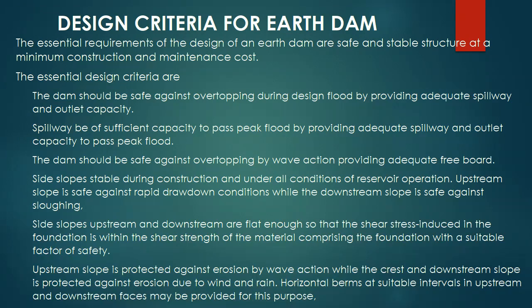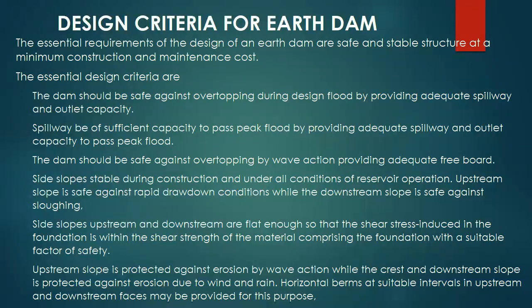The essential requirements of the design of an earth dam are a safe and stable structure at a minimum construction and maintenance cost. The essential design criteria are: the dam should be safe against overtopping during design flood by providing adequate spillway and outlet capacity. The spillway should be of sufficient capacity to pass peak flood. The dam should be safe against overtopping by wave action, providing adequate freeboard. Side slopes stable during construction and under all conditions of reservoir operation. Upstream slope is safe against rapid drawdown conditions while the downstream slope is safe against sloughing.